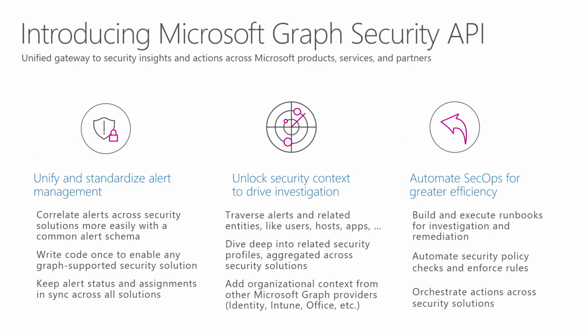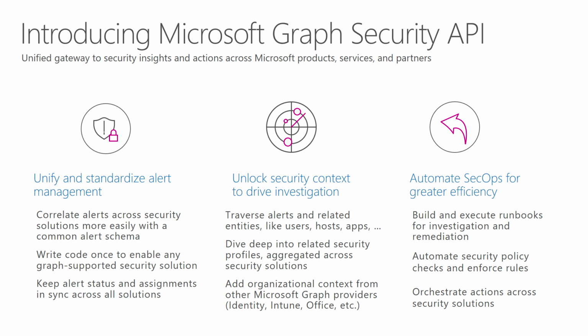To address these challenges, we have released a public preview of the Microsoft Graph Security API to provide a unified gateway to your security data across Microsoft and partner security services. The Security API provides a unified language to standardize all security alerts from across your security operations. It also provides access to business data through the Microsoft Graph, data like identity information from Azure Active Directory, device information from Intune, and productivity data from Office 365.